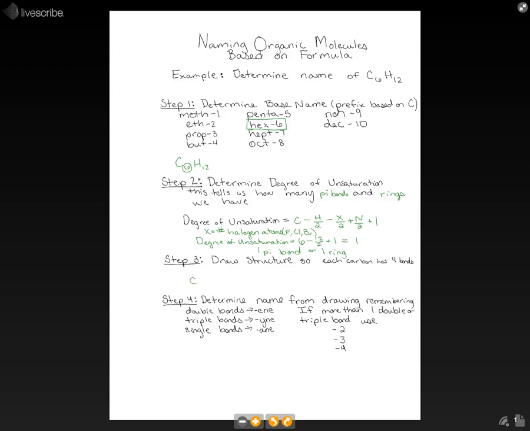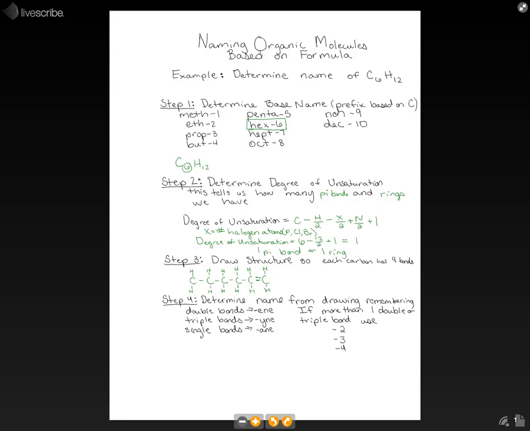So we have 1, 2, 3, 4, 5, 6. And we said we have 1 degree of unsaturation, so we're going to make one of these a double bond, because that takes care of that degree of unsaturation. Now we have to add back our hydrogen so that each of the carbons has 4 bonds. So we have 1, 2, 3, 4, 5, 6, 7, 8, 9, 10, 11, 12.